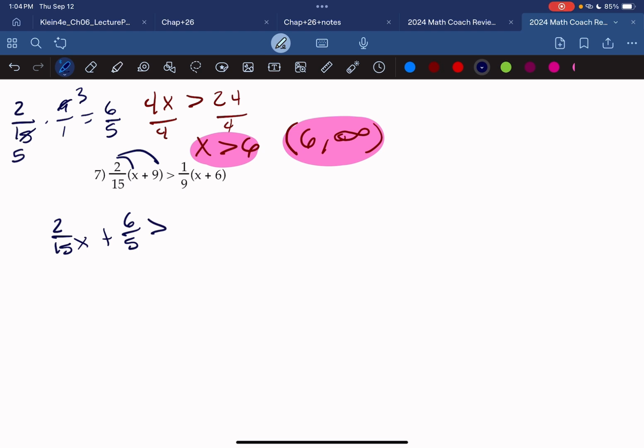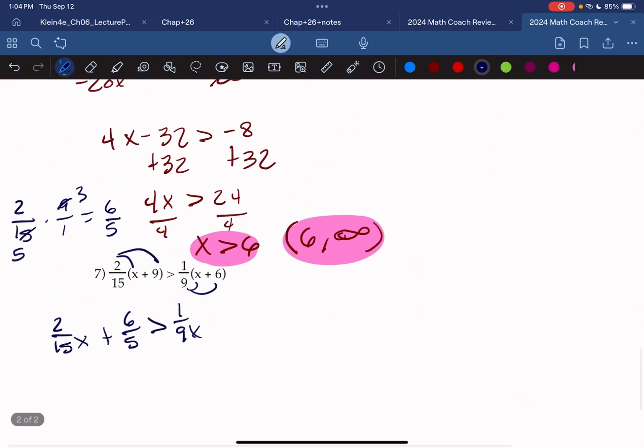It's greater than 1 over 9x. Like I said, distribute. Let's do this off to the side as well. Let's do it over here. 1 over 9 times 6. Can we simplify before multiplying? Yes, we can. By 3 once again. 6 divided by 3 is 2. 9 divided by 3 is 3. So 2/3 plus 2/3.